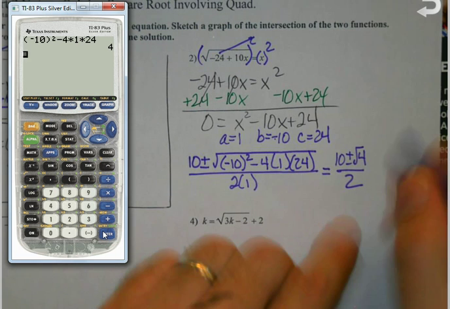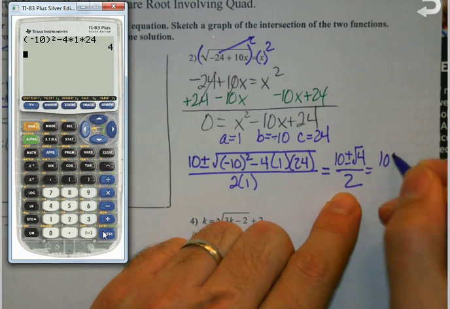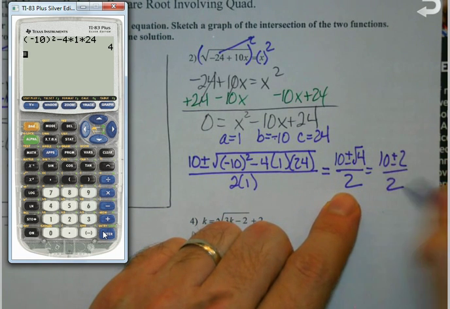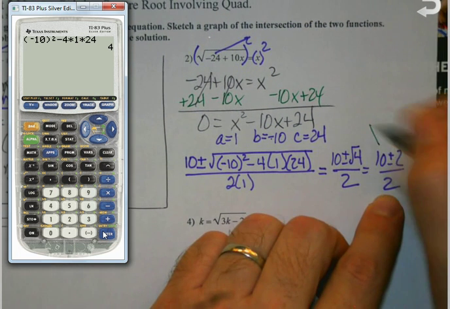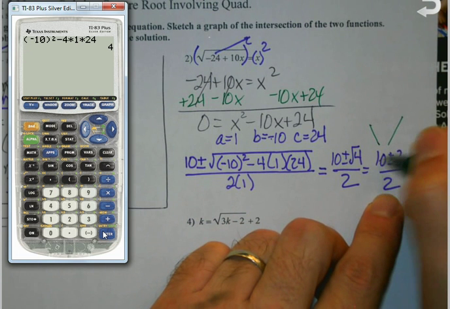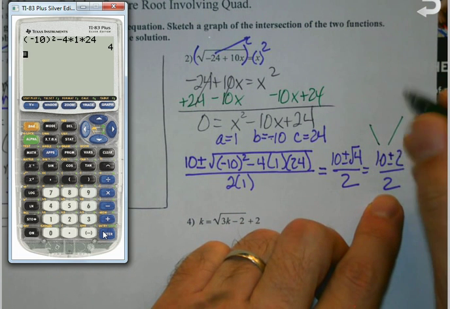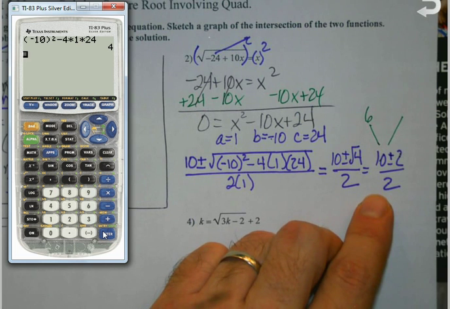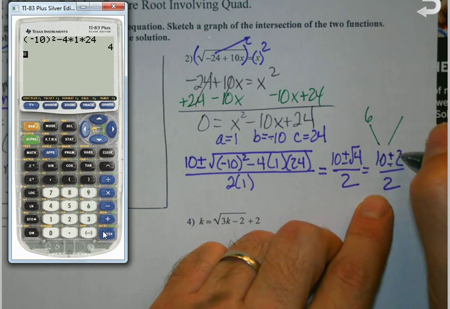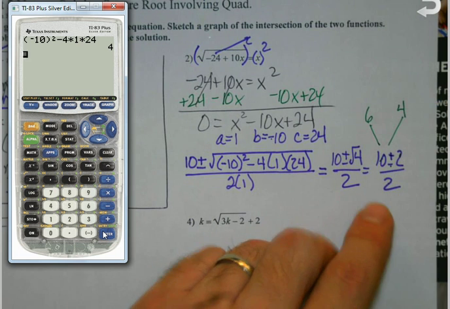It's 2. So I'm like, okay, so 10 plus or minus 2 over 2. But don't leave it that way. You can actually get the answers here. I want answers. So 10 plus 2 is 12. 12 divided by 2 is 6. 10 minus 2 is 8. 8 divided by 2 is 4.